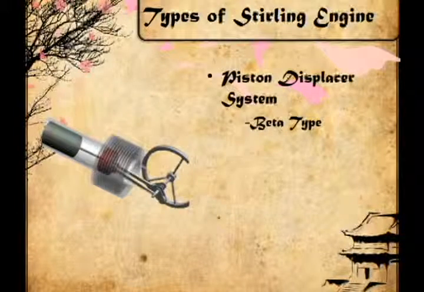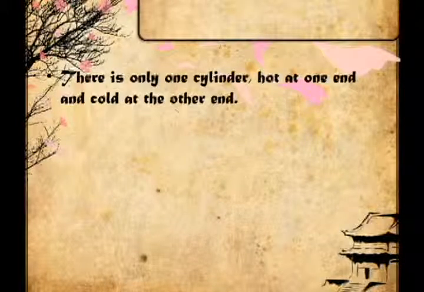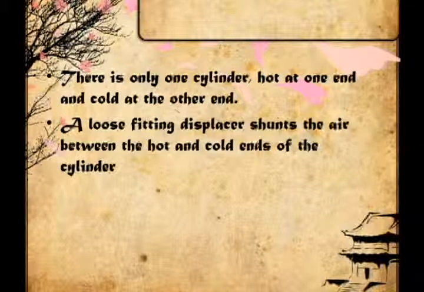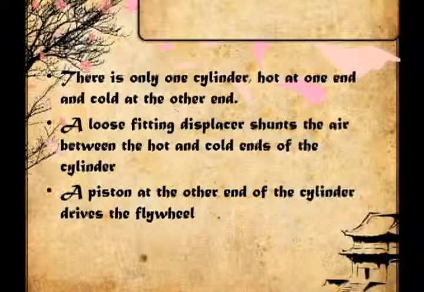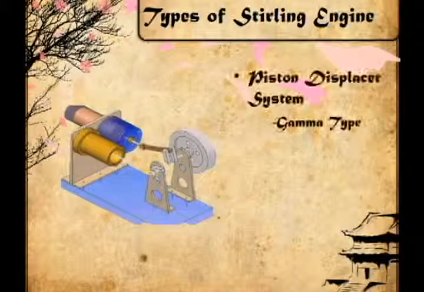Types of Stirling engine. Piston displacer system, beta type. There is only one cylinder, hot at one end and cold at the other end. A loose fitting displacer shunts the air between the hot and cold ends of the cylinder. A piston at the other end of the cylinder.